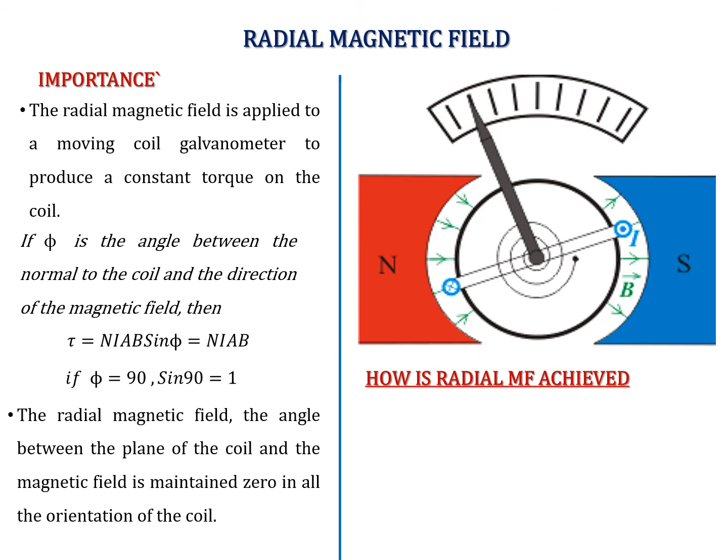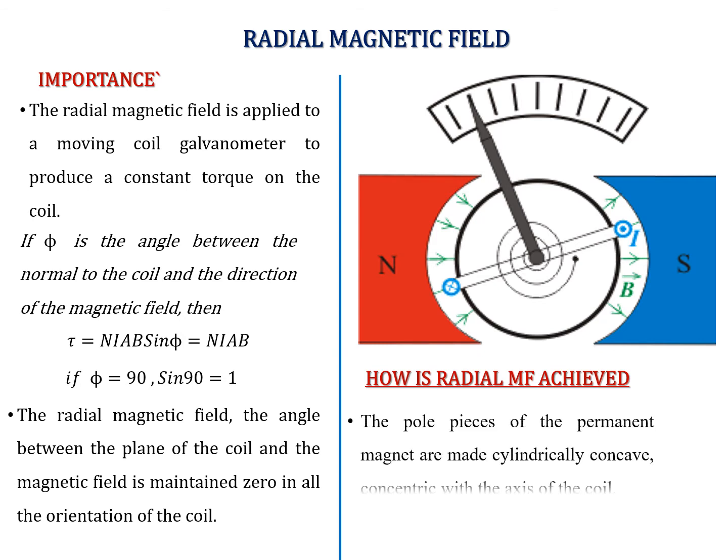Radial magnetic field can be achieved by making the pole pieces cylindrically concave, concentric with the axis of the coil, and by winding the coil on the soft iron core. So making the pole pieces concave and use of soft iron core will make the field radial. Okay. Working of moving coil galvanometer.